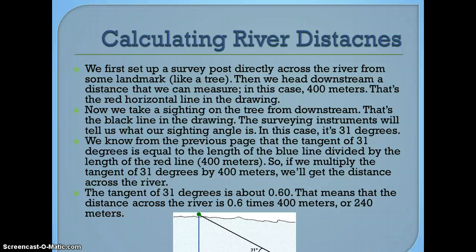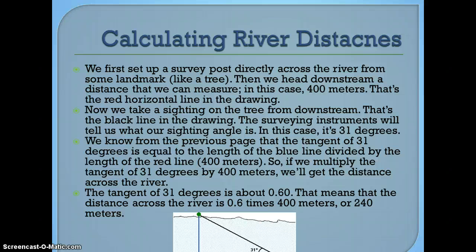Thus, we first set up a survey post directly across the river from some landmark, like a tree. Then we head downstream a distance that we can measure, in this case 400, which is the adjacent. That's the red horizontal line in the drawing. Now, we take a sighting on the tree from downstream. That's the black line in the drawing. The surveying instruments will thus tell us what our sighting angle is. In this case, it is 31 degrees.